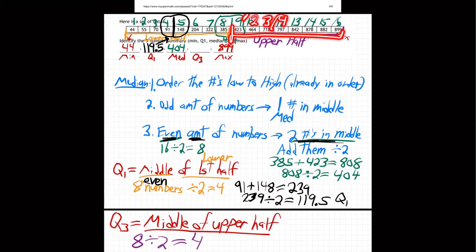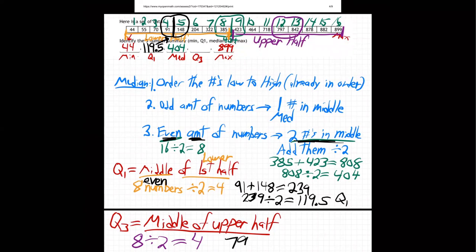So I'm going to circle these 2. Those 2 right there. They're the middle of the upper half, the 4th number in the upper half, right? This is the first number in the upper half, 2nd, 3rd, 4th, and 5th. These 2. See, there's 1, 2, 3 below them, and 1, 2, 3 above them. They are the middle of the upper half. There's 2 numbers. You know what to do. We're going to add them and divide by 2.